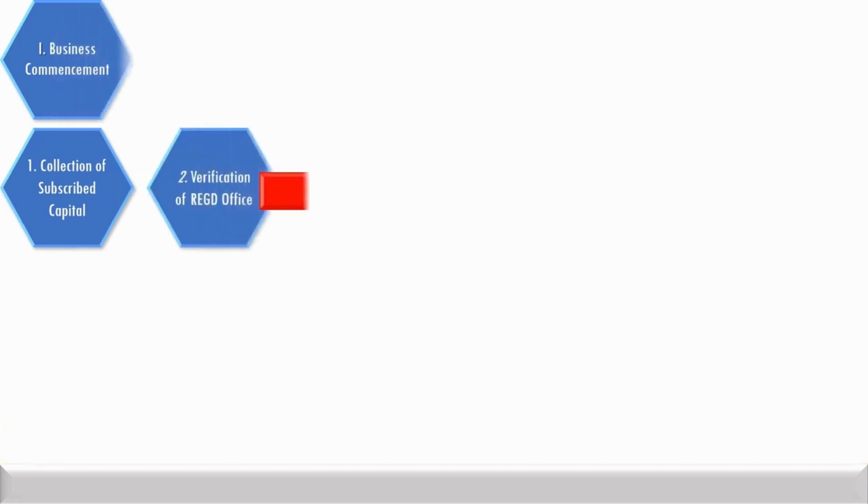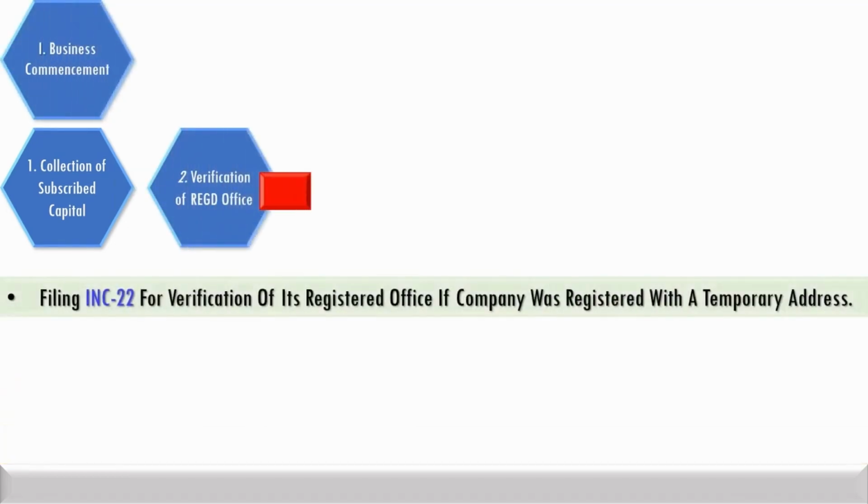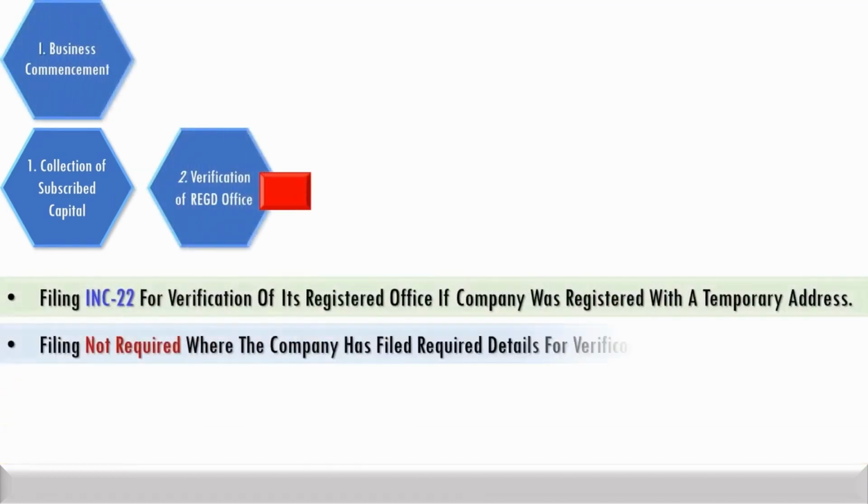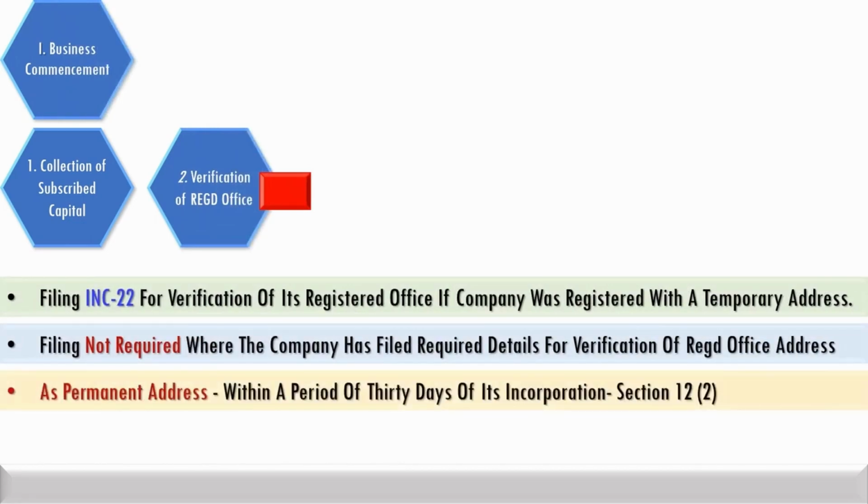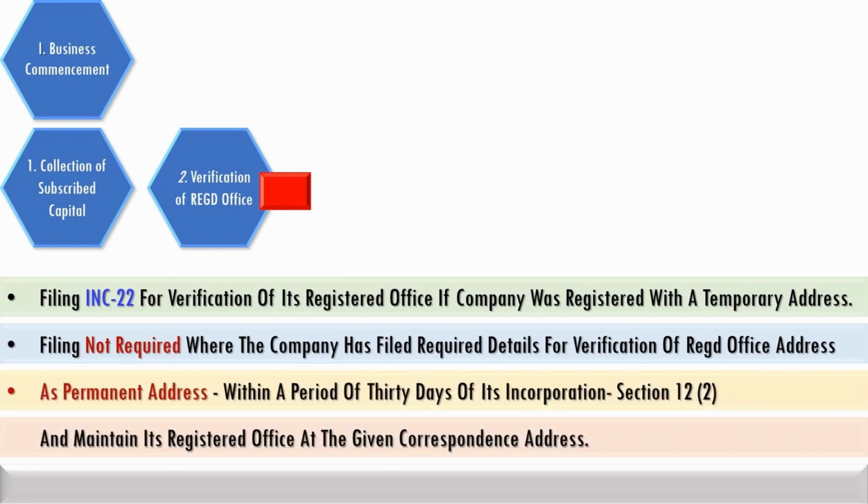the capital. Where the company was incorporated with a temporary address, within 30 days of incorporation, INC 22 has to be filed indicating the permanent address of the registered office to facilitate its verification by the registrar of companies.